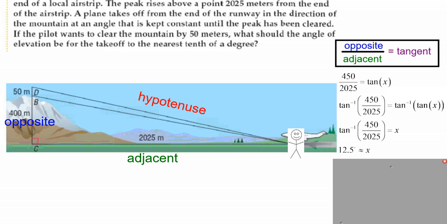So we've gone through examples of how you could find a missing length. We also went through how to find an angle measurement, and we're going to do more practice with those again today.